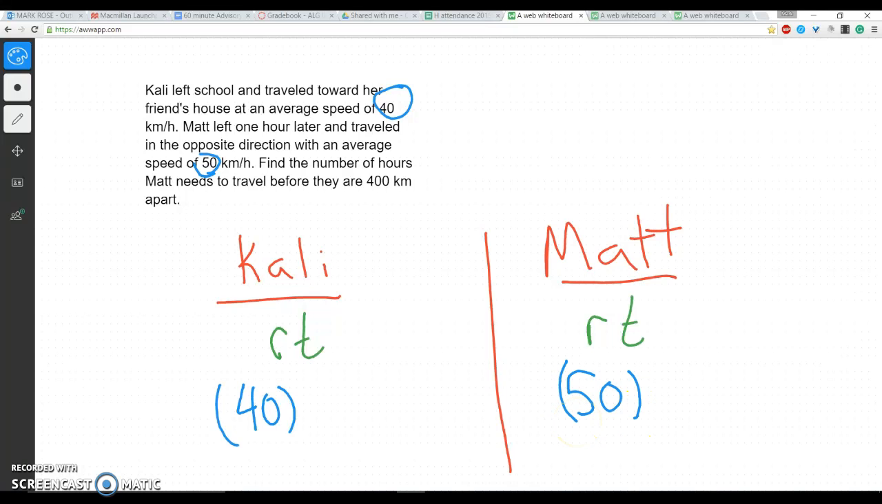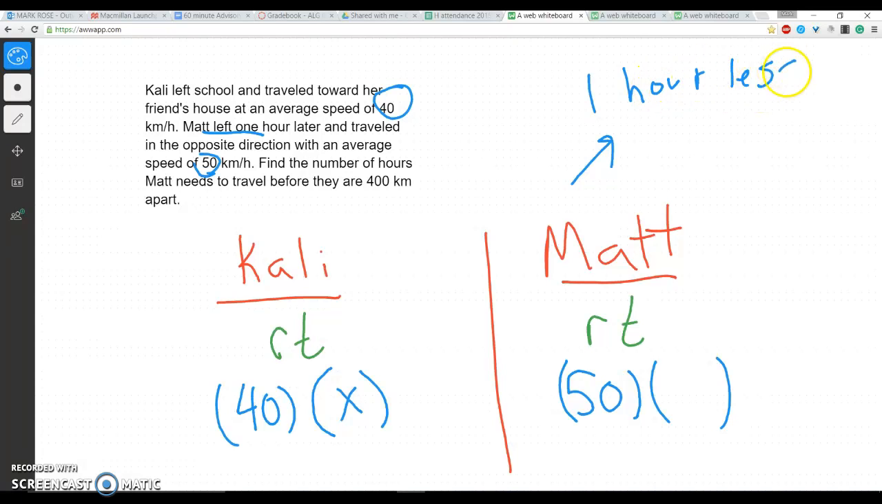Now I have to find the time. It doesn't tell me how long Callie has gone, so I'm just going to say she's gone x hours. And it does tell me something about how long Matt's gone. It says Matt left 1 hour later, which means Matt has gone 1 hour less than Callie. If I think about how to write that, I would take my hours, or x, and minus 1.